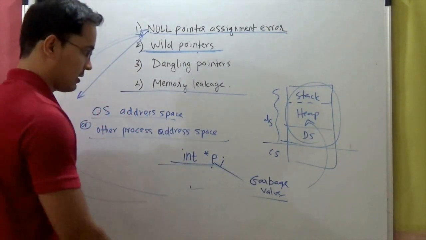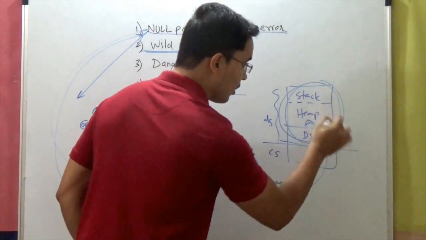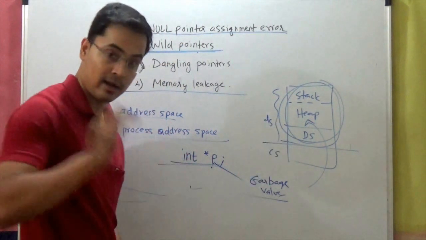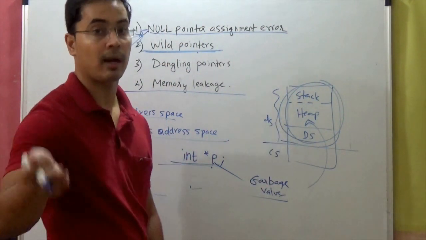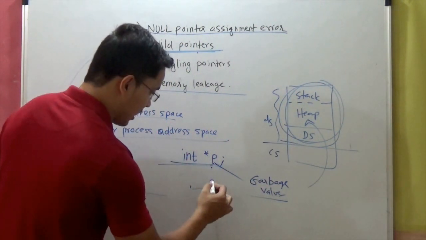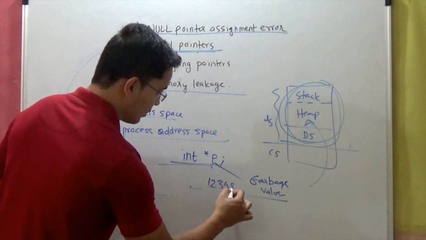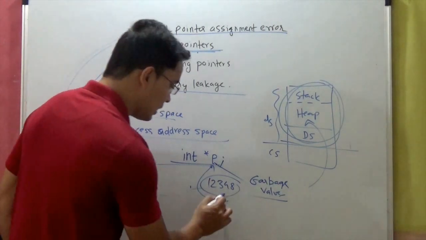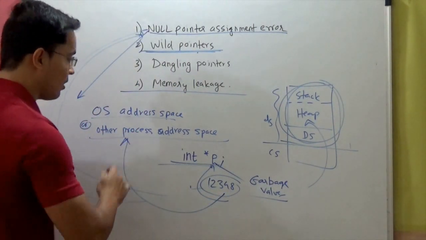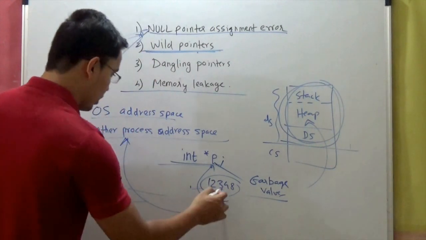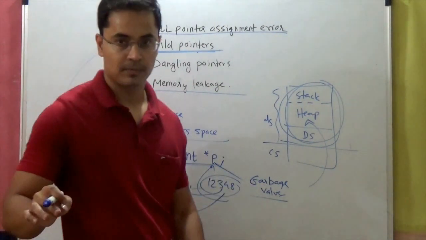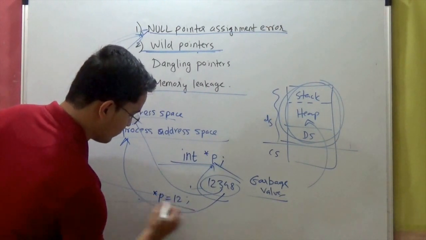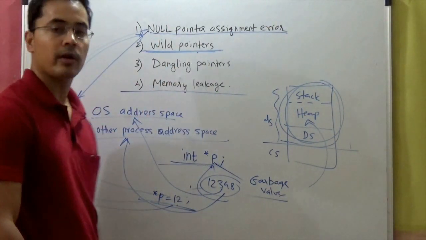Now, if that address does not fall in your address space, meaning it does not belong to the stack, heap, or data section of your program's address space, that garbage address, let's say 1,348, is now stored by p because you did not initialize it. If it falls into some other process's address space or into the operating system's address space, then again, if you try to assign *p = 12, you will get a null pointer assignment error.